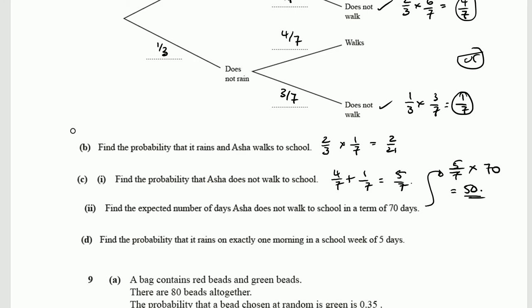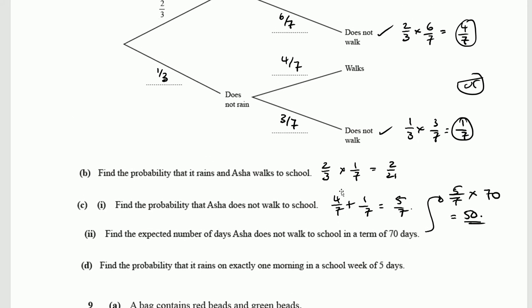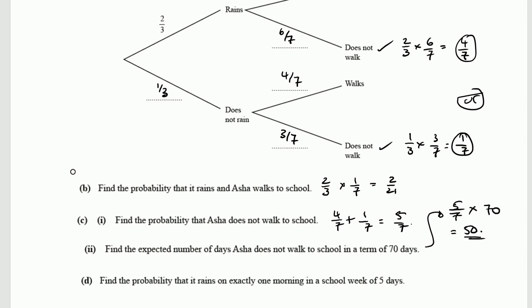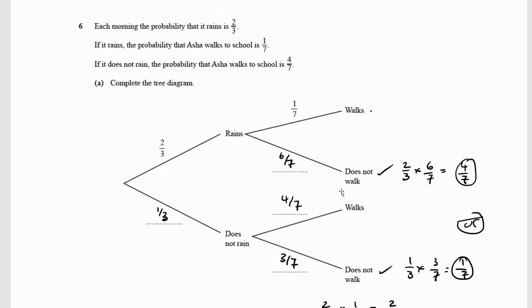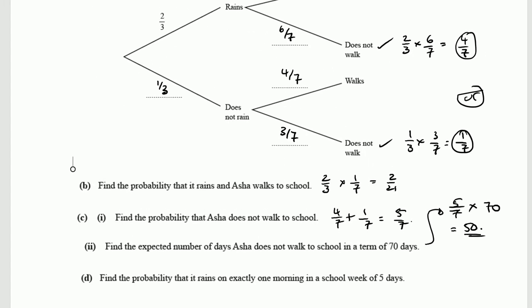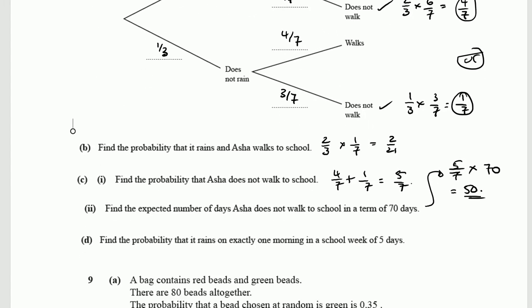Now we want to find the probability that it rains on exactly one morning in a week of 5 days. So the probability of rain is 2/3 on any given day. Each day the probability of rain is 2/3. Now this is quite a tricky question.